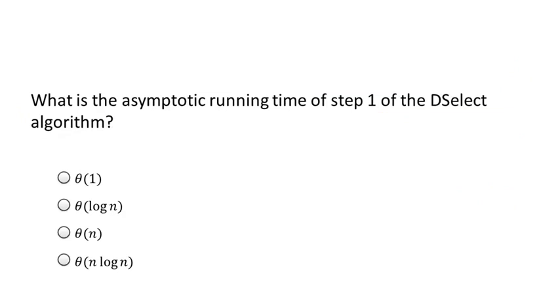So the correct answer to this quiz is the third answer. Maybe you would have guessed that, given that I'm claiming that the whole algorithm takes linear time. You could have guessed that this subroutine wouldn't be worse than linear time. But you should also be wondering, isn't sorting always n log n? So aren't we doing sorting here? Why isn't the n log n thing kicking in?